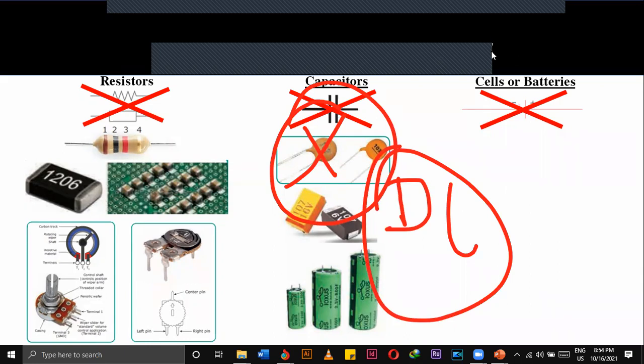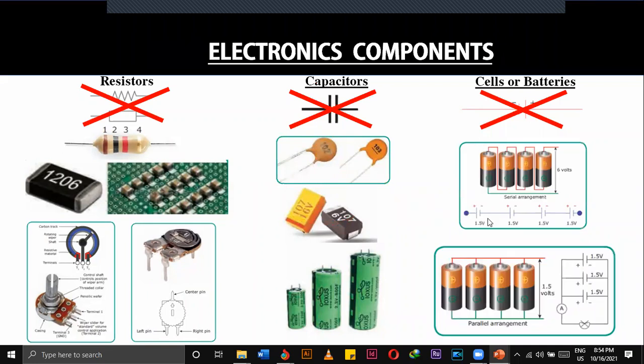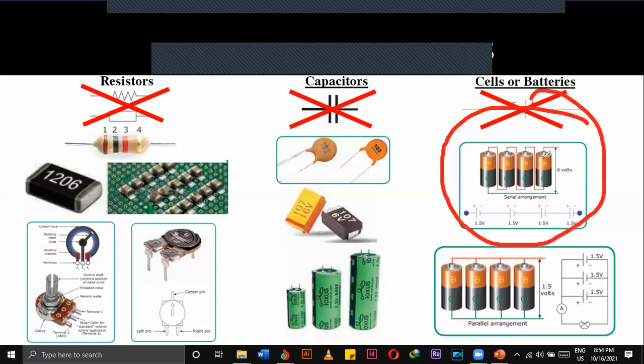Cells. Cells means batteries. We will have batteries. A battery is used to supply power to a particular circuit. We can connect batteries in two ways, maybe in a series connection, maybe in a parallel connection. This one, particularly, is called a series connection of batteries. If we connect batteries in series, the voltage will be added.